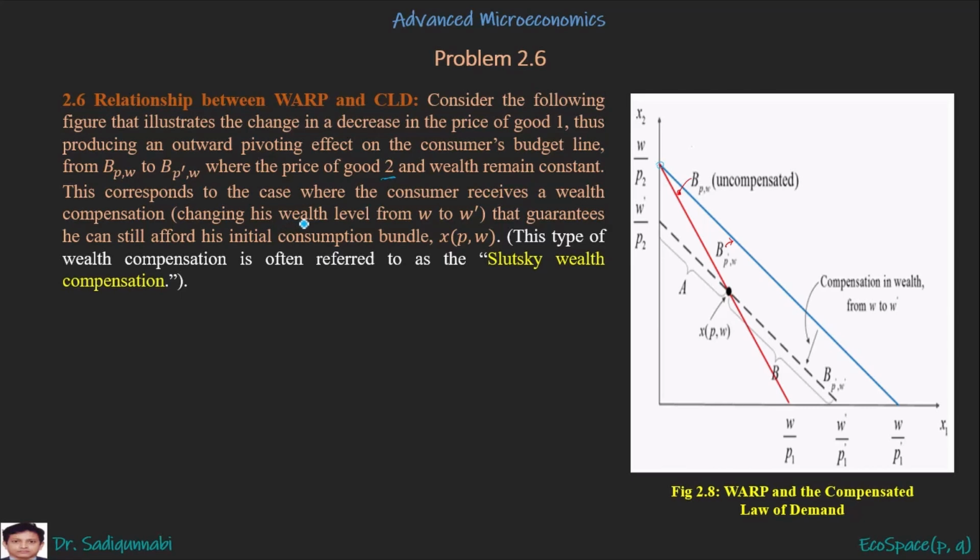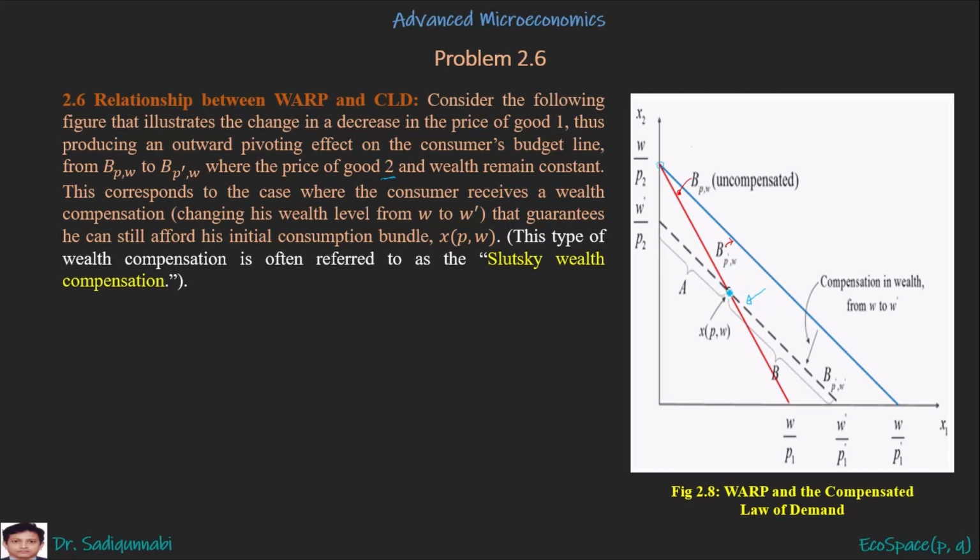So this means that the consumer receives a wealth compensation, changing the wealth level from W to W prime. So wealth changes from W to W prime. That guarantees he can still afford the consumption bundle x(p, w). So this is the consumption bundle.